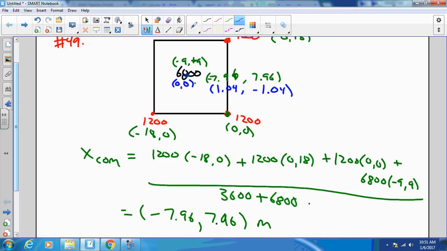I'm just doing a translation, like you guys learned how to do in trig, right? I'm doing a translation of the x's, and since I'm moving my x coordinate back by 9, I'm going to add 9 to my coordinate. Since I'm moving my y coordinate up by 9, I'm going to subtract 9 from that coordinate.